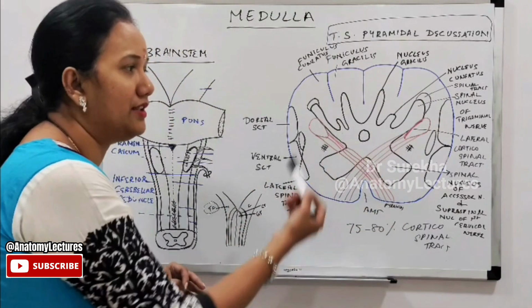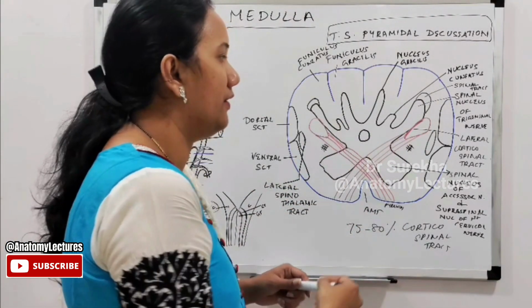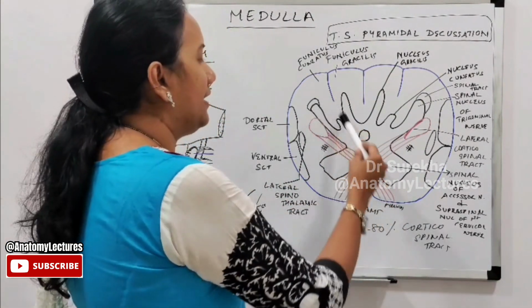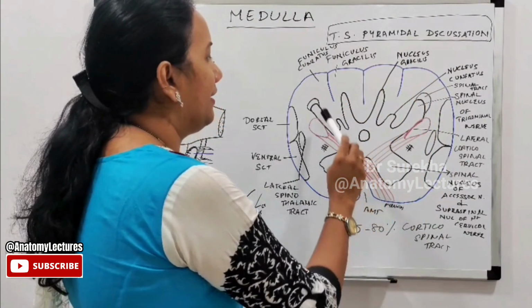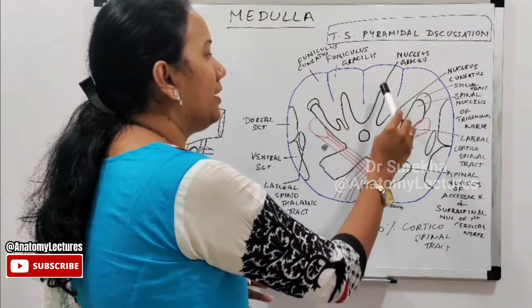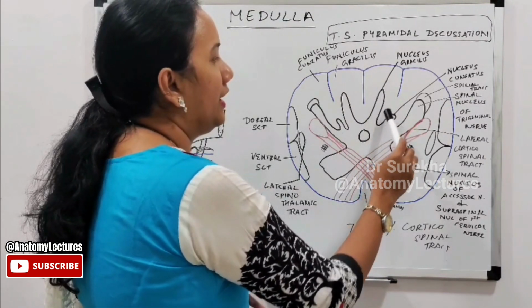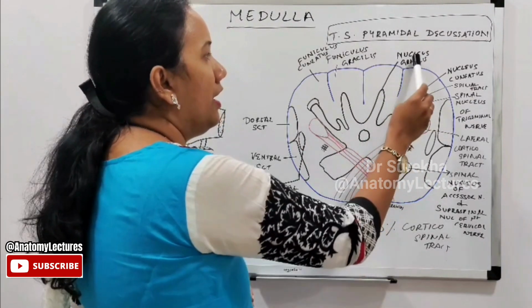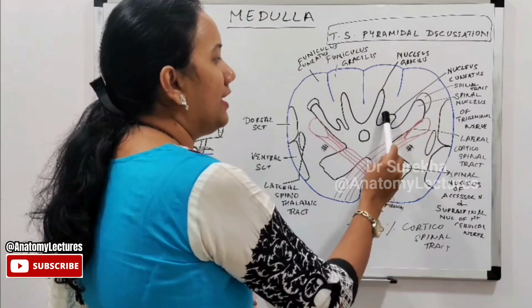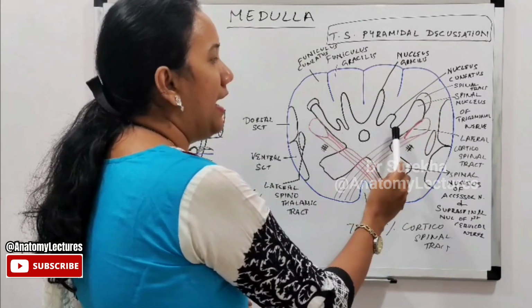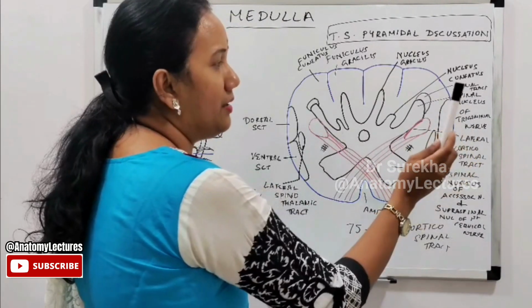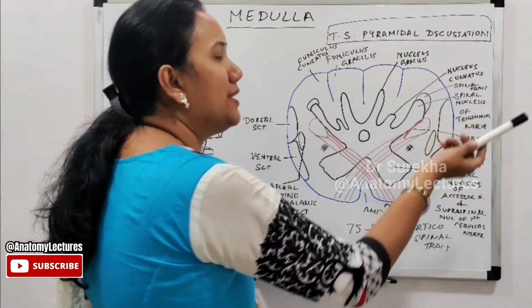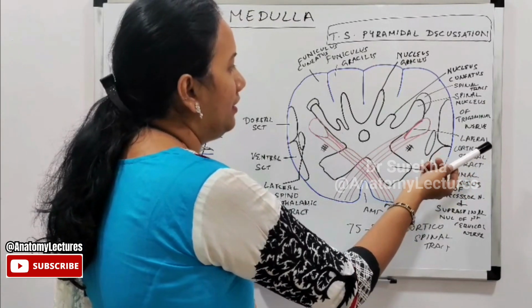So I am just giving a synopsis of the whole thing. This is the central grey matter surrounded by the white matter. In the central grey matter, the posterior part of the grey matter is elongating to form two columns which will form the nucleus gracilis and nucleus cuneatus, and the posterior horn is forming the spinal nucleus of the trigeminal nerve, which is capped by the spinal tract of the trigeminal nerve.